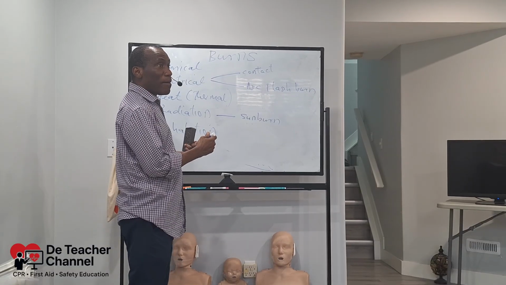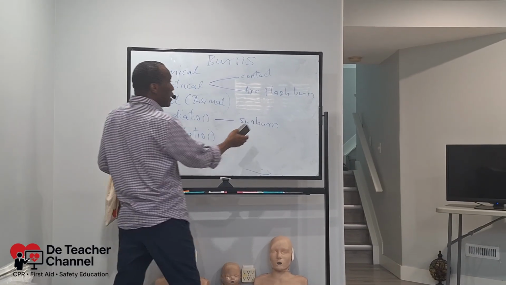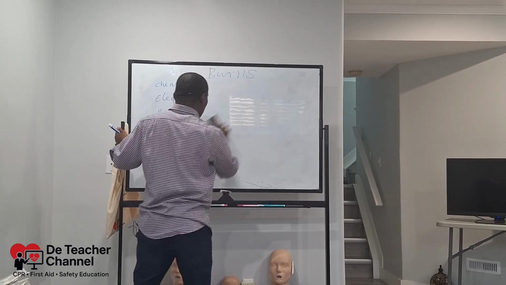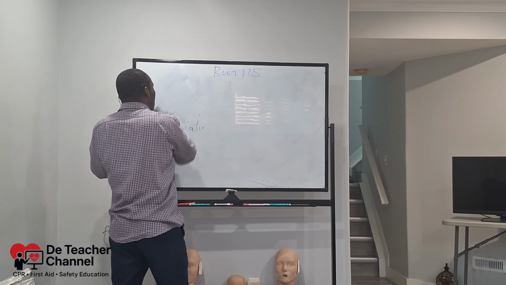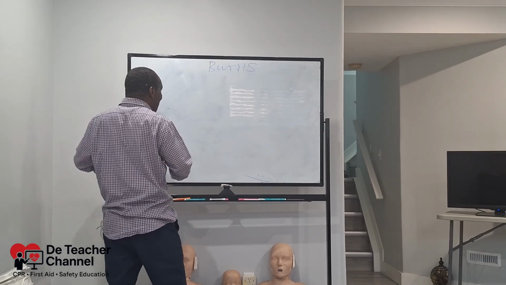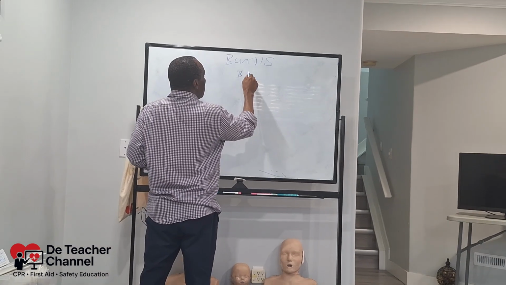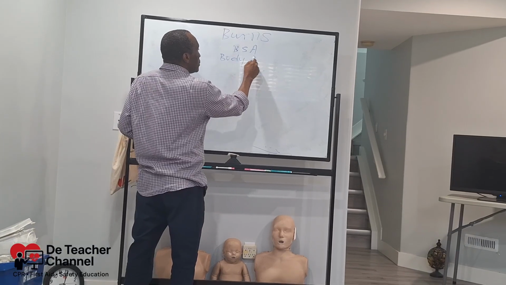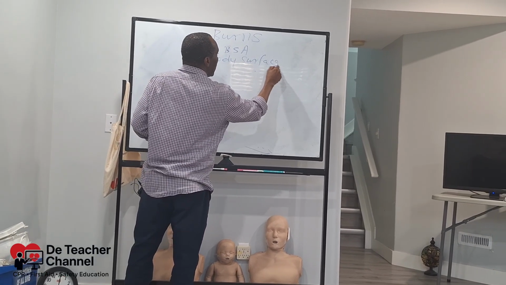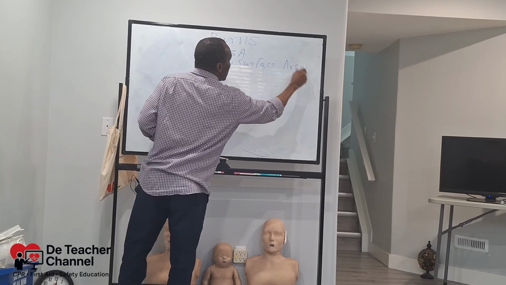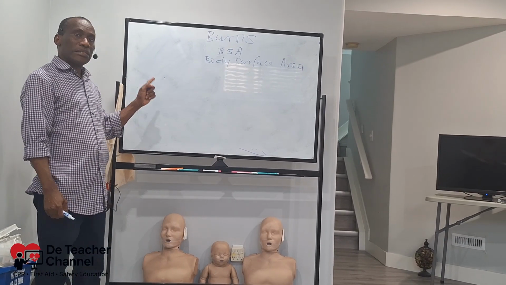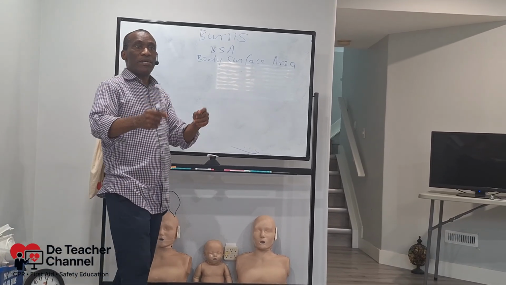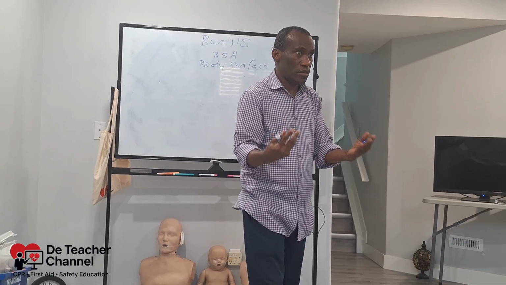Now we're also going to talk about what we call BSA, body surface area. BSA, body surface area. And what's the meaning of this? This is just a way to determine the percentage of body burn.